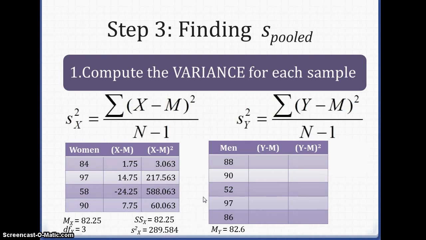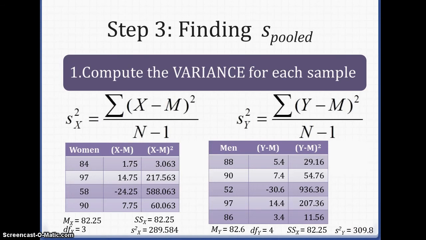289.584. Again, we'll do the same thing, but now for the men. And you can see we've found those deviation scores from the mean. Our sums of squares is 82.25. And here you'll notice that degrees of freedom is 4 because we have 5 men in our sample. So there's a little bit more information about the variance from the men. And so we find the variance for y to be 309.8.